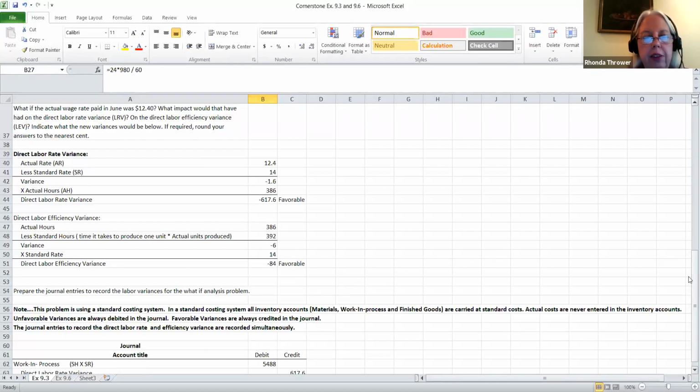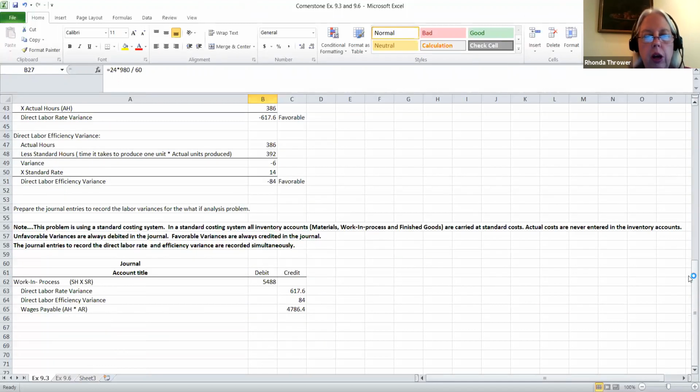Now, something that they did not ask you to do was to prepare the journal entries, but you're going to need to know how to prepare journal entries. So I'm putting this into this particular problem. I want to demonstrate how you would do that. When we're preparing the journal entries, if we're using a standard costing system, all of our inventory accounts, materials, work in process, and finished goods, are going to be carried at budgeted cost, at standard cost. Actual costs are never entered in the inventory accounts.